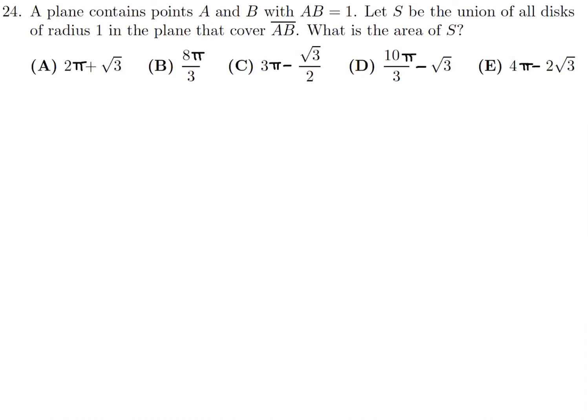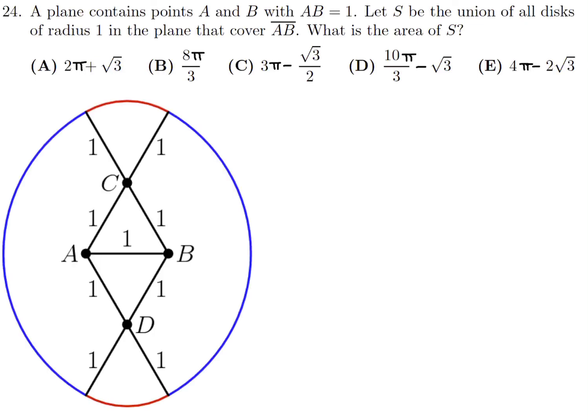A plane contains points A and B with AB equal to 1. Let S be the union of all disks of radius 1 in the plane that cover AB. What is the area of S? So this diagram represents the area of S. S is the union of all disks of radius 1 in the plane that cover AB.